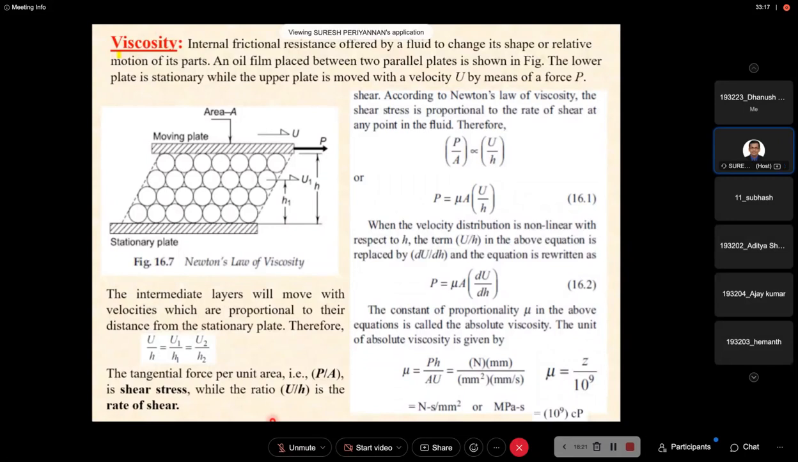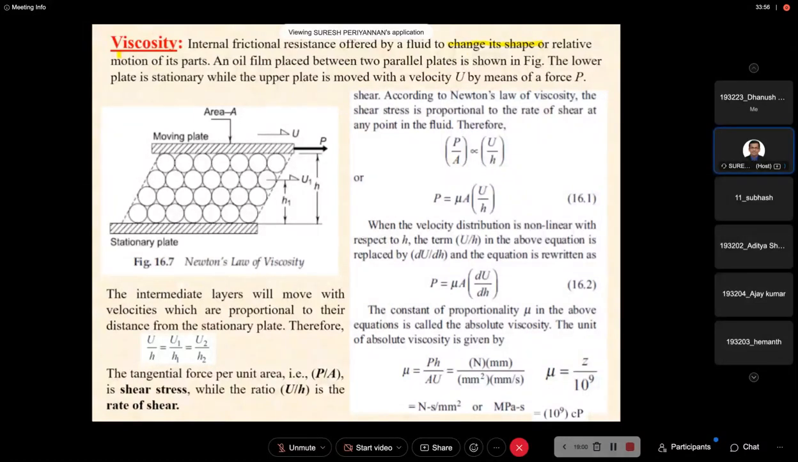Now, viscosity. You might have studied it in the third or fourth semester. Viscosity is nothing but the internal frictional resistance offered by the fluid to change in shape or relative motion of its parts. Can you tell me what the change in shape is? How does the change in shape happen due to the internal frictional resistance force offered by the fluid?